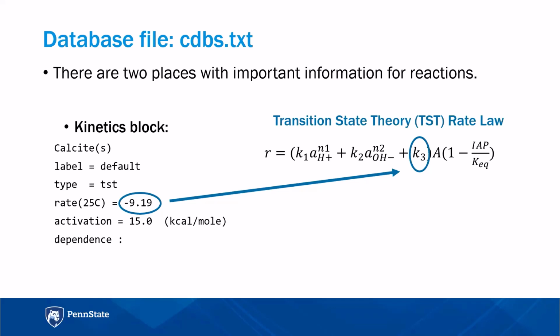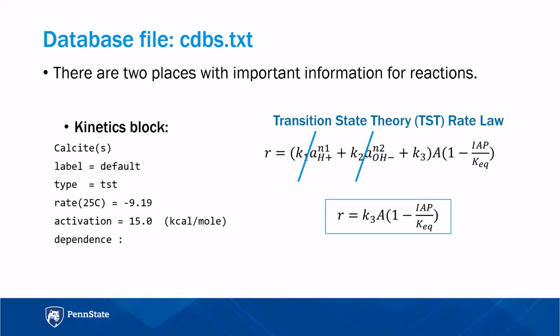The activation corresponds to activation energy, and the dependence line is where you would specify a dependence on a certain chemical species, for instance, hydrogen ions or hydroxide ions. However, we will not be considering those dependencies in this example. So our rate law equation can be simplified as shown on the right.